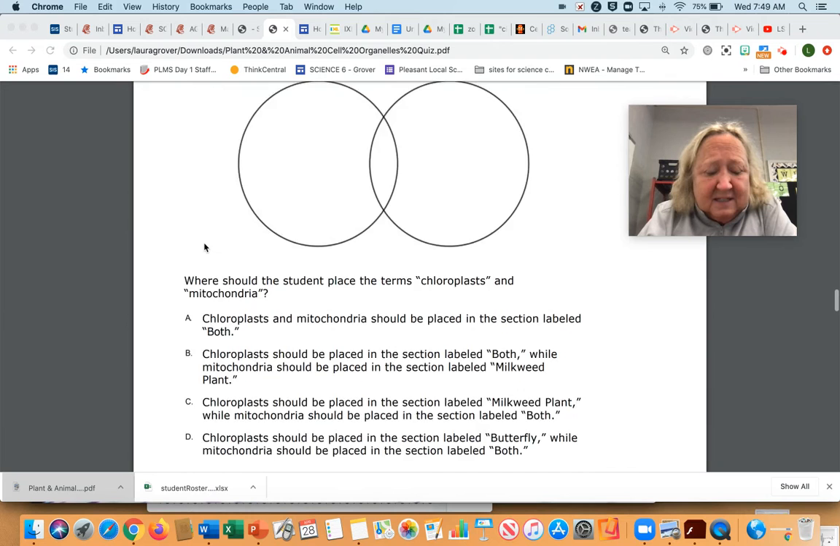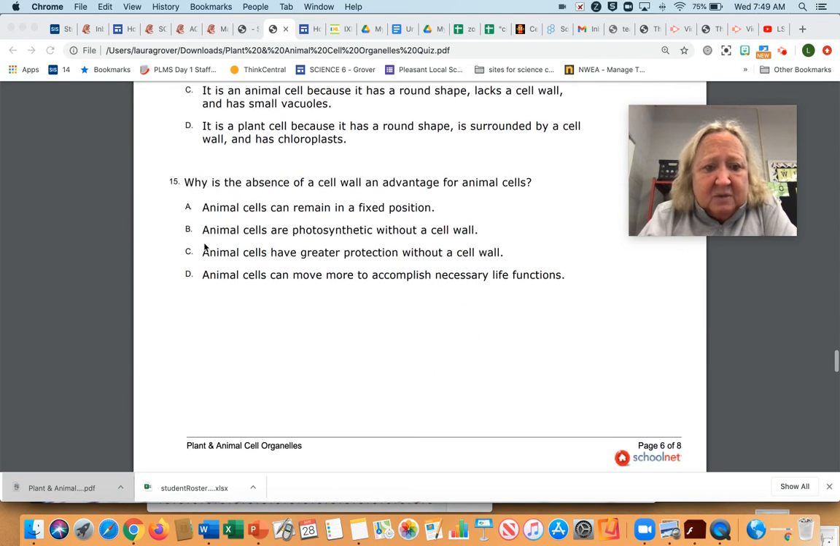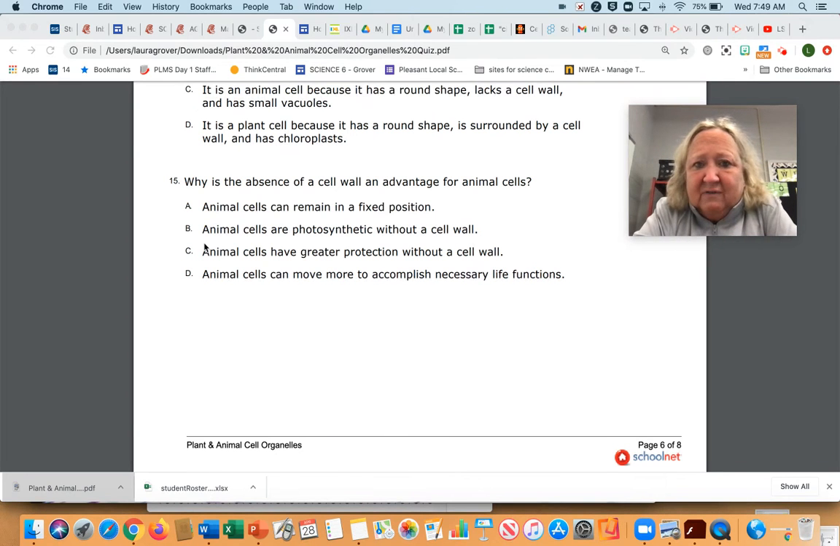And then lastly, this one. Why is the absence of a cell wall an advantage for an animal? Well, animals, including us, don't typically stay in a fixed position. Animal cells do not complete photosynthesis. Animal cells do not have greater protection without a cell wall. It has to be this last answer: animal cells can move more to accomplish our life functions. Obviously, any sort of animal has to move around.